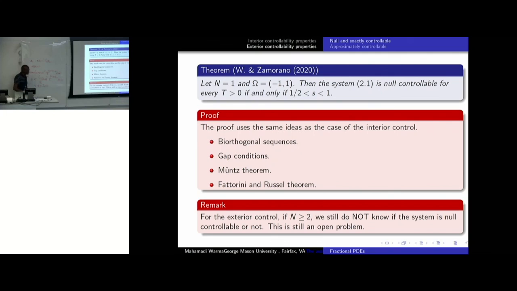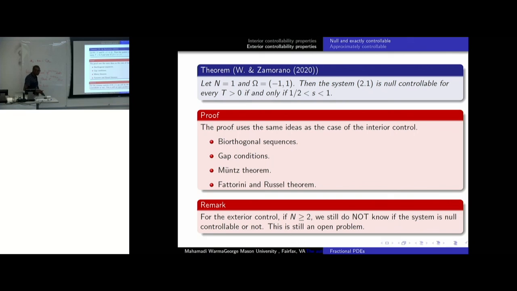But in dimension 1, we have proved it first by using exactly the same ideas, because remember that controllability is really based on the behavior of solutions of the dual system. Here also we use the bi-orthogonal sequences, the gap condition, Müntz's theorem, and the Fattorini and Russell theorem. Then for the interior control, we don't know.